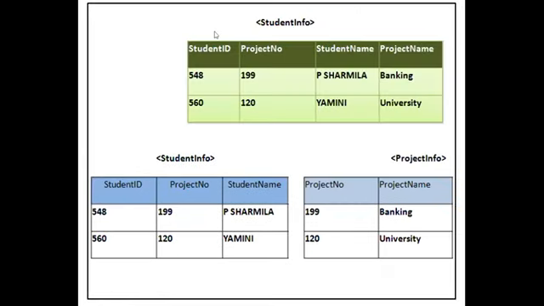So now this is the table which I discussed earlier: student ID, project number, student name, project name. You can divide this into two tables, student info and project info. Hope you understand the concept of second normal form. Thank you.